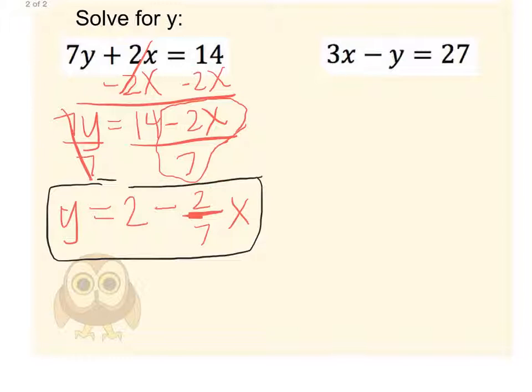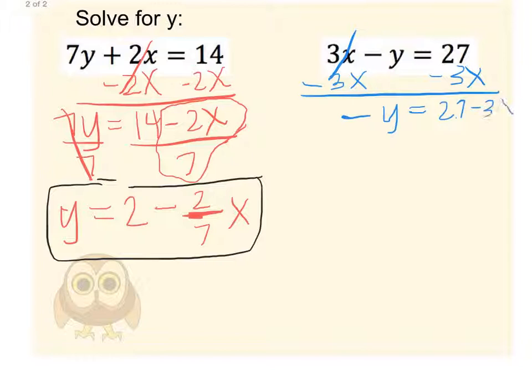Now let's look at the right. Start the same way. We've got to move that x first, and the 3 is stuck to the x. It's a positive 3x, so I'm going to subtract 3x. Let's get that written a little bit better there. I'm going to subtract 3x from both sides. So that leaves me with a negative y is equal to 27 minus 3x.